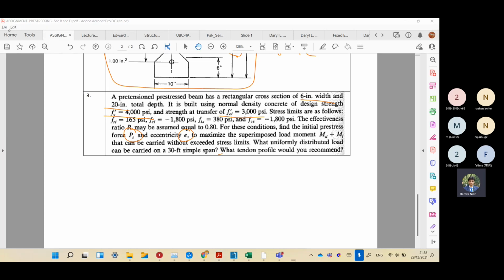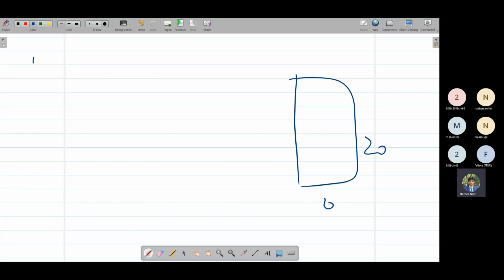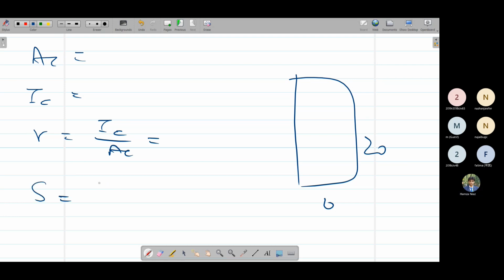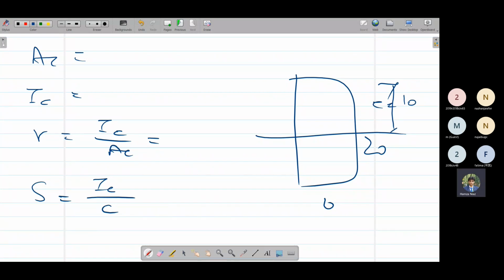So for this, again same method, calculate AC, that is area of concrete, and IC, the moment of inertia. R squared is equal to IC over AC, and S is equal to IC over C. C is half of 20, so C is equal to 10. So we can calculate these 4 parameters first.